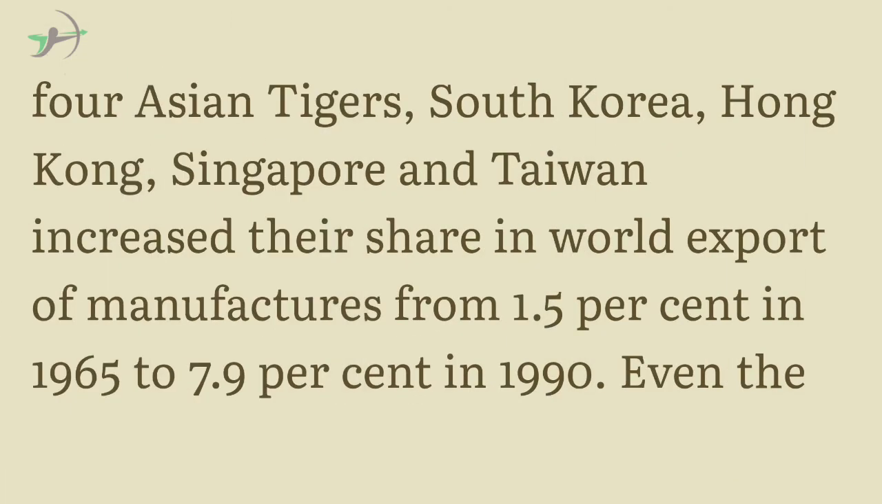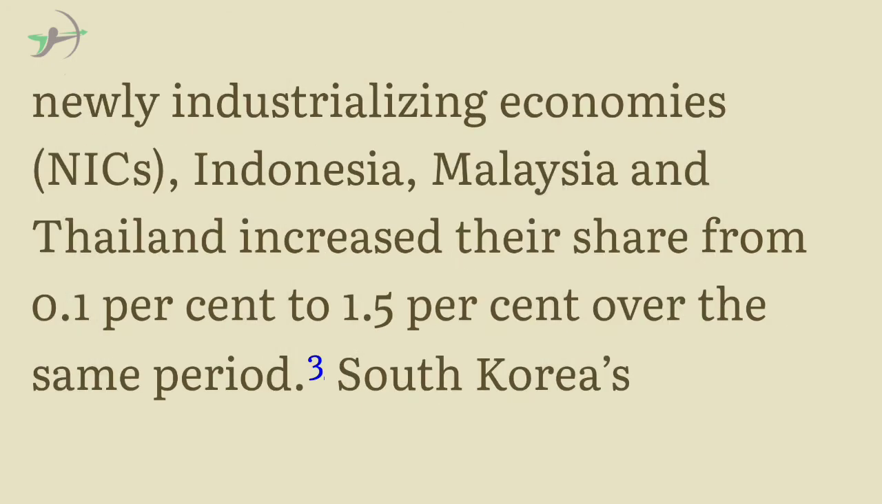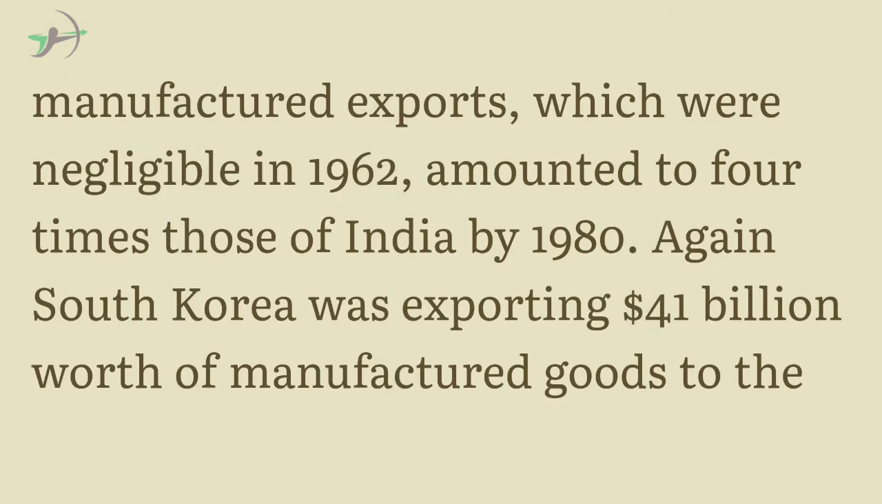The four Asian tigers, South Korea, Hong Kong, Singapore and Taiwan increased their share in world export of manufactures from 1.5% in 1965 to 7.9% in 1990. Even the newly industrializing economies, NICs, Indonesia, Malaysia and Thailand increased their share from 0.1% to 1.5% over the same period. 3. South Korea's manufactured exports, which were negligible in 1962, amounted to 4 times those of India by 1980.